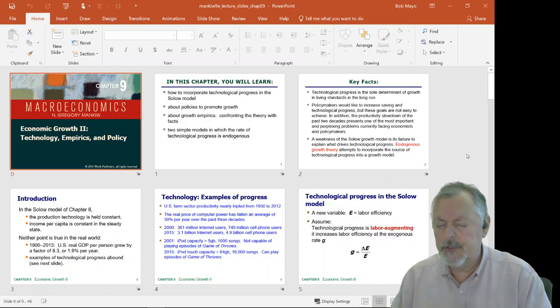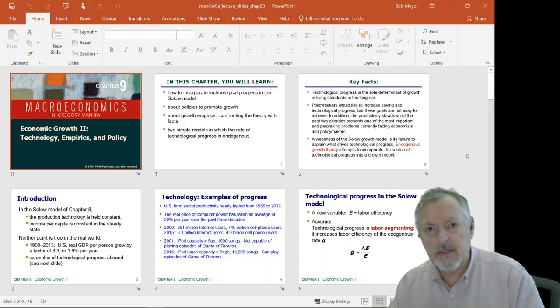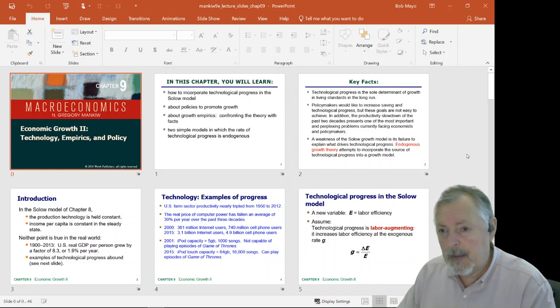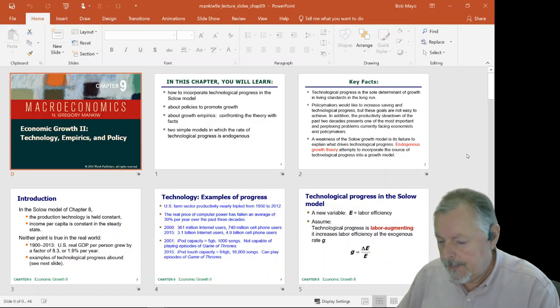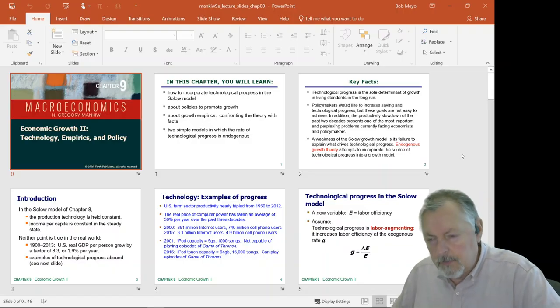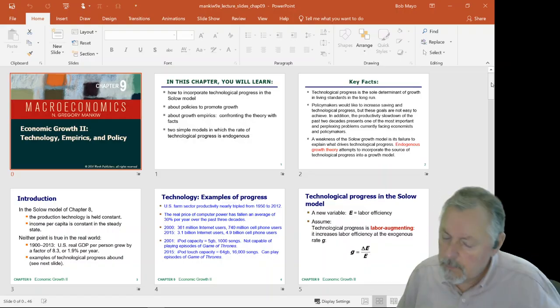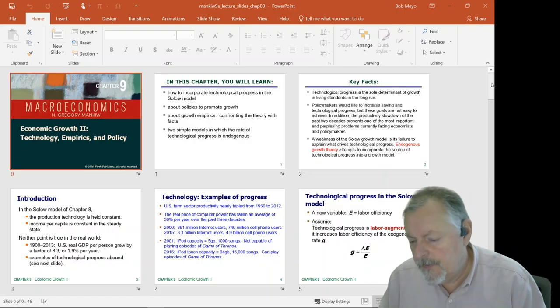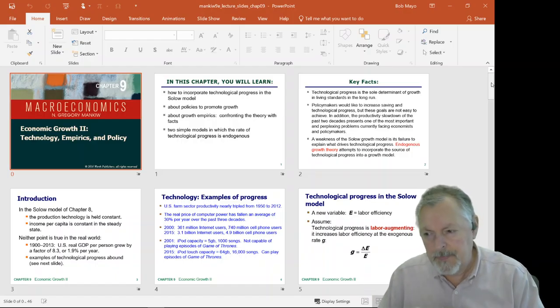Then we added to it the possibility of population growth. Because we were measuring things in per worker terms, if the population changes, that's going to change the capital per worker. Now we're going to add one more term. We're going to add technological growth. My experience in teaching this course before is that students have a little trouble getting their head around this.